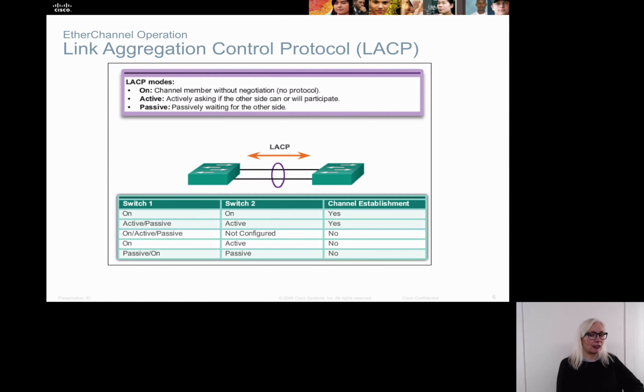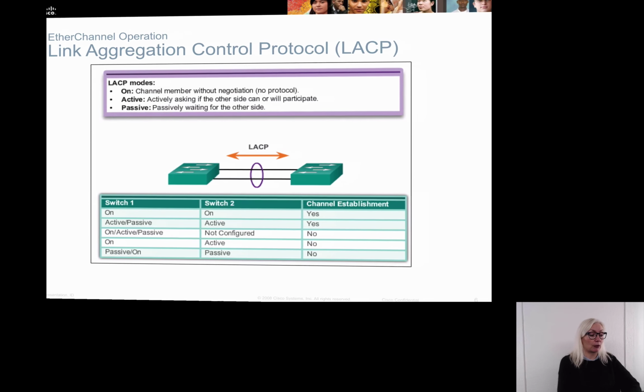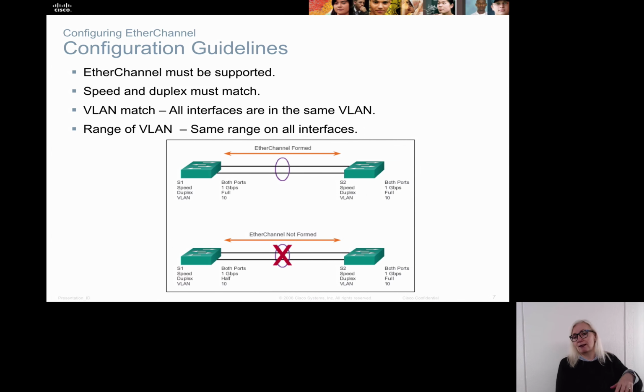The other protocol that can help you in the same way is the Link Aggregation Control Protocol, which is the IEEE standard. Same here, you can set it to active or passive. If you have passive on one end and active on the other, you will still have a channel, or if you have on, you will also have a channel. Otherwise you will have no channel. So these are protocols that can help you if you only want to set up one end and the other just adjusts to what you have in the other end.